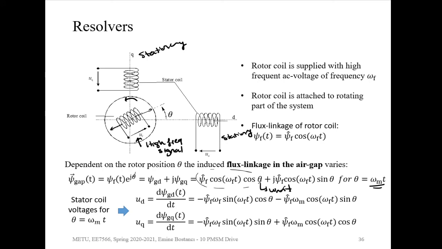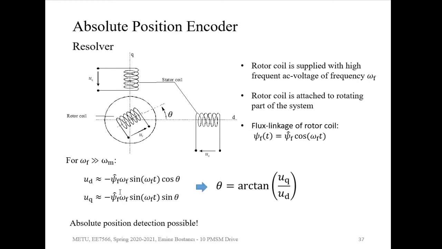And if you do that, actually, this omega f is going to be much bigger than the omega m. Therefore, the first components are going to be dominant. So the second components are going to be low. This is high frequency. That's why it's called high frequency. And in this case, in the UD, you are going to see such a signal, and in the UQ, you are going to see such a signal. The signal says that actually this is going to be basically a cosine in the UD. But its amplitude is going to change with the sine function.